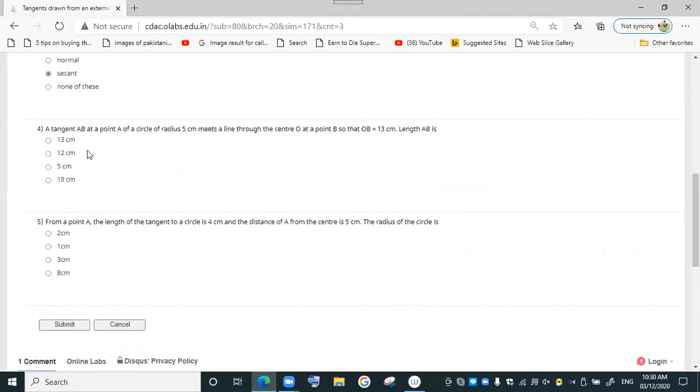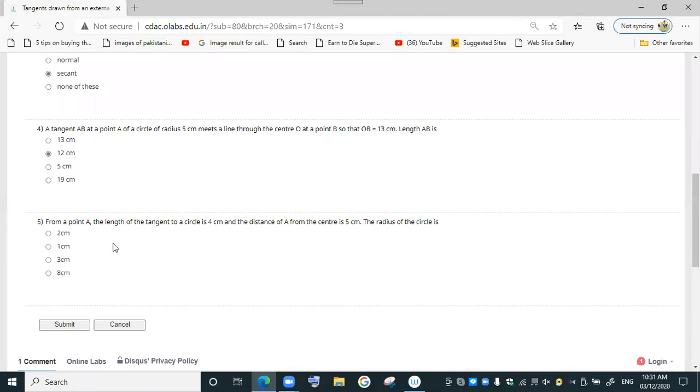Correct. A tangent AB at a point of a circle of radius 5 meets a line through O so that OP is equal to 13. AB is equal to, just find out first. Sir, what is the radius? 5 centimeters. 12 centimeters. Yes. Just use 13 squared minus 5 squared, which is 169 minus 25, equals 144. It should probably be 12.